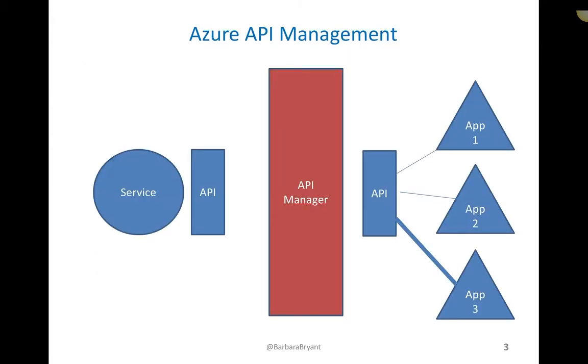So this is a picture of how it looks. You have your original service, the backend service that has an API, and you publish that API in the Azure API Manager. And then there's a new API from that API Manager, and then these other applications talk to that API, and each application may be controlled in a different way with different amounts of bandwidth and number of calls per month or per minute and so on.